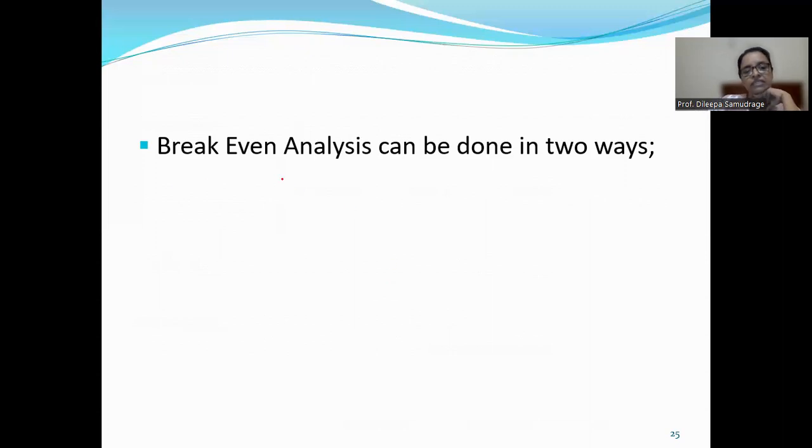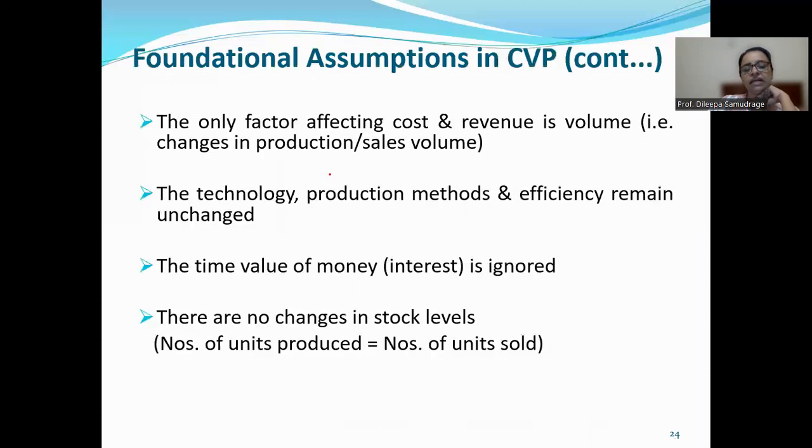So the next point is break-even analysis can be done in 2 ways. So do you have any questions regarding these assumptions? Yes or no? What you have to remember here is when you study the assumptions, you should know the issues of these assumptions as well, right? So therefore, write down the issues under each aspect, because sometimes we may test the weaknesses, right?